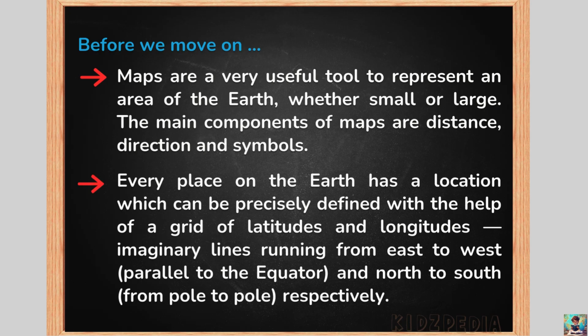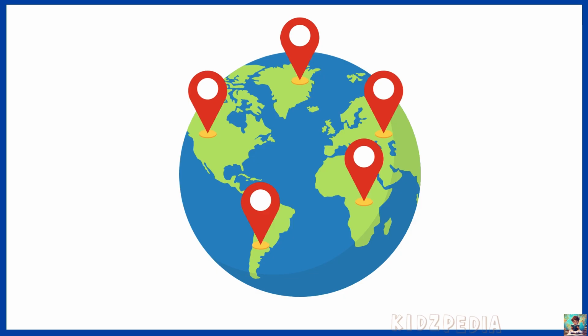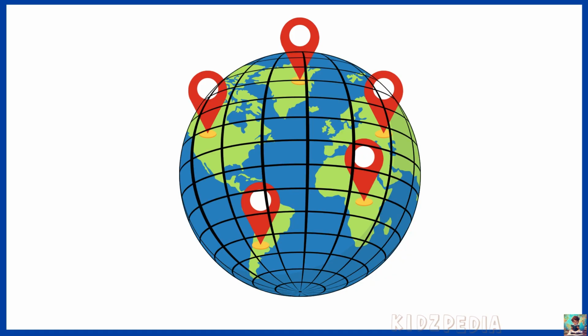Every place on the earth has a location which can be precisely defined with the help of a grid of latitudes and longitudes. Imaginary lines running from east to west parallel to the equator and north to south from pole to pole respectively. So, every place on Earth has a special location, like its own address. To find it exactly, we use a system called the grid of latitudes and longitudes, imaginary lines that cover the whole Earth like a net.